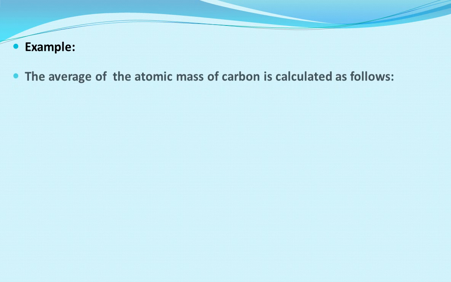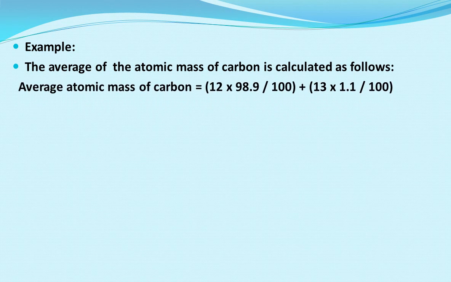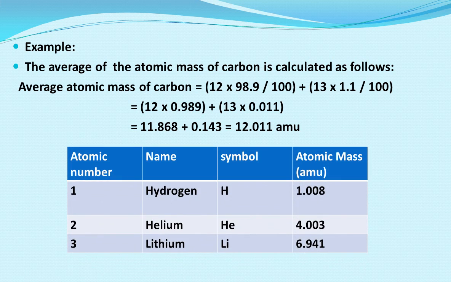In this slide we are going to see an example of how to find the average atomic mass of carbon. Using the above formula you find the average atomic mass of carbon. The value is 12.011 atomic mass units. Here some values of atomic mass are given: hydrogen 1.008, helium, lithium. A few examples are given, and by using the above formula we get these values.